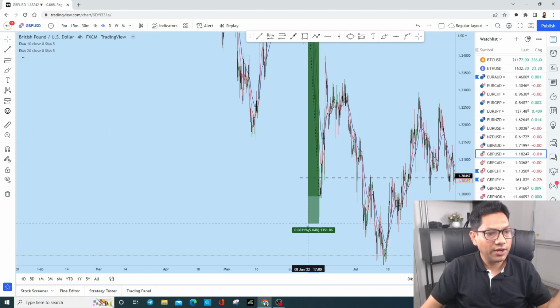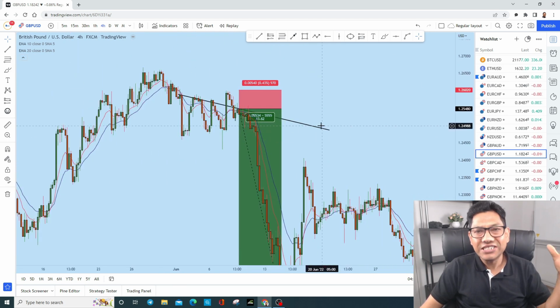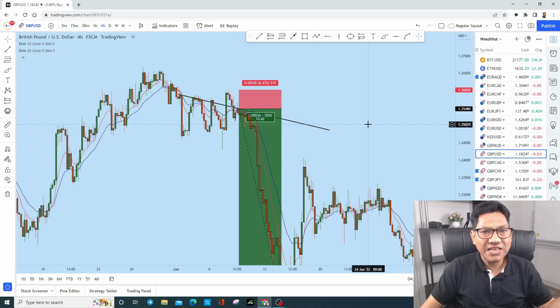see how much profit you can make from this. Can you imagine this trade? Look at the power of this strategy. 13-14 times profit from this single trade.